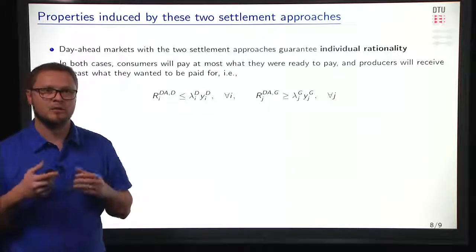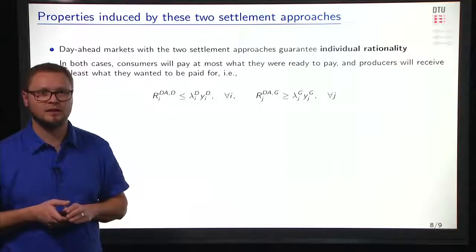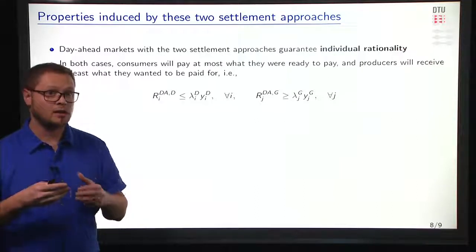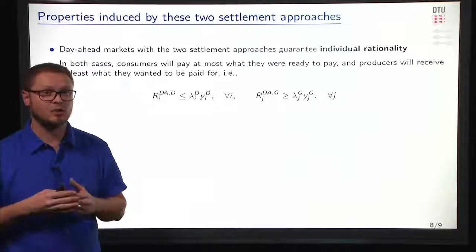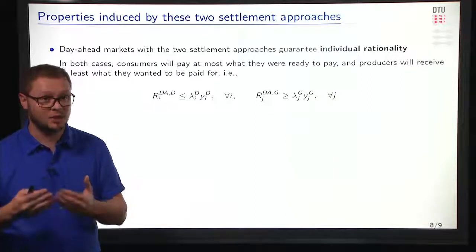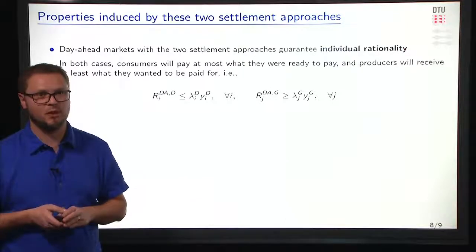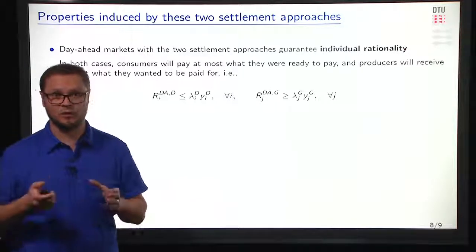All right? So individual rationality means that no one enters the market against their will. They want to enter the market because they know that they're going to receive money out of their participation. They're not going to lose money.